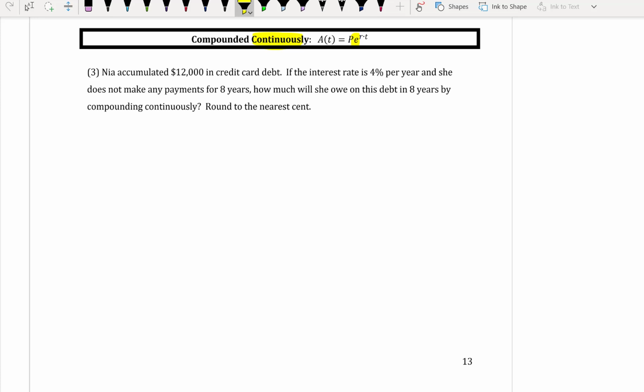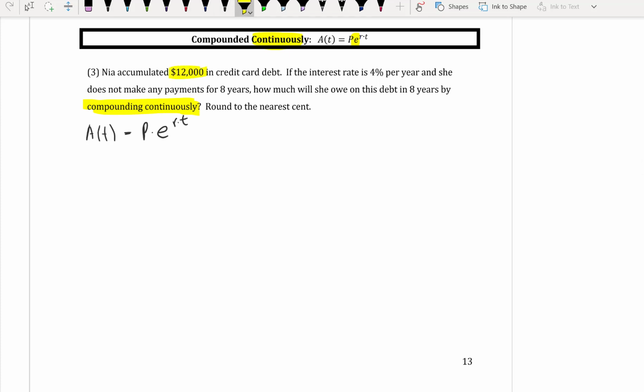So for number 3, Mia accumulated $12,000 in credit card debt. If the interest rate is 4% per year and she does not make any payments for 8 years, how much will she owe on this debt in 8 years by compounding continuously, round to the nearest cent? So here, because it says compounded continuously, we know that we're going to be using the equation A of T is equal to P times E to the R times T power.